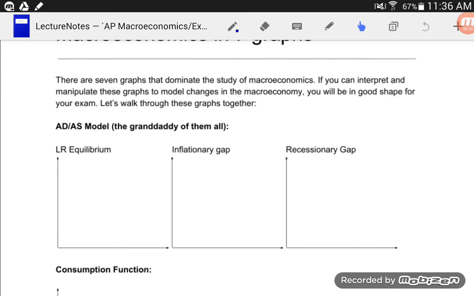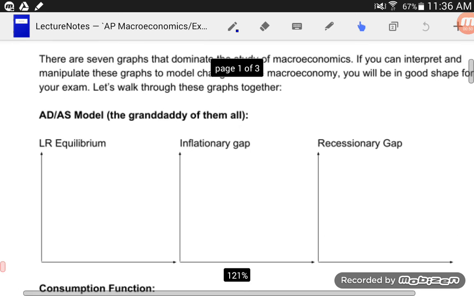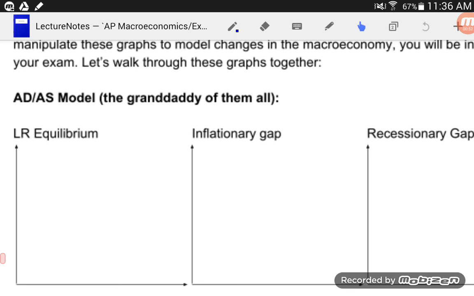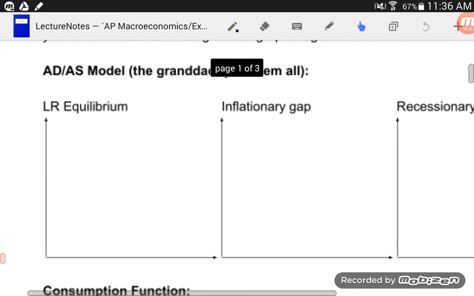So anyway, we're going to start with the most important of them, the granddaddy of them all, the aggregate demand, aggregate supply model. And we'll talk about all the other ones. I went through the past decade worth of AP tests and found that almost every single one of them in their free response required you to be able to draw this model. So knowing this one is probably the most important. There's a good chance you'll have to draw this on your AP test. So let's start with the aggregate demand, aggregate supply.